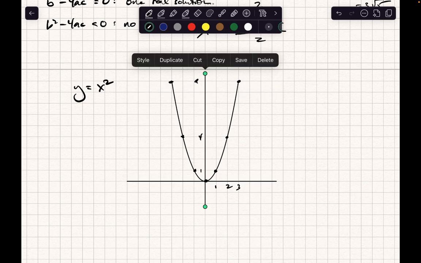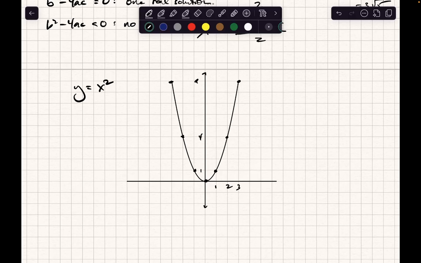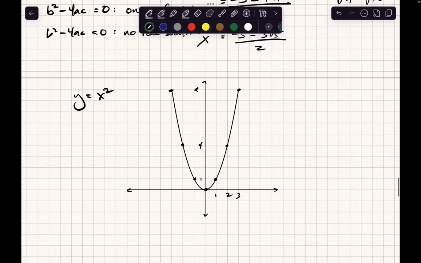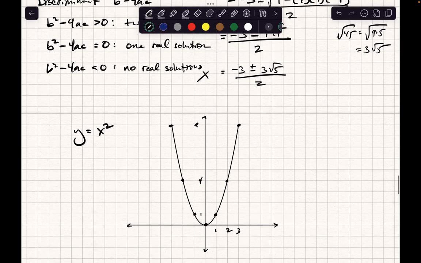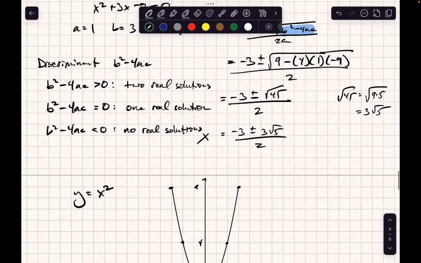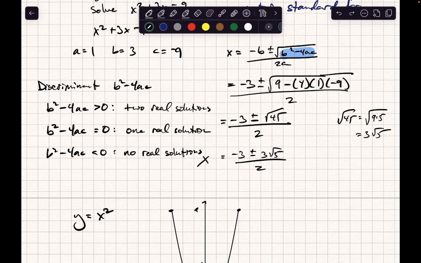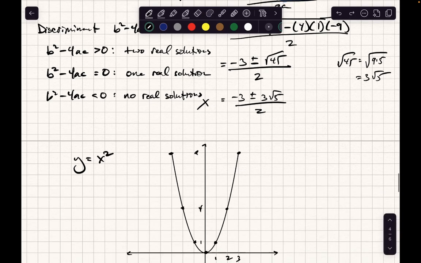Wait, I have a question. I was trying to solve the other one with the quadratic equation on my own. When it gets to -3 plus or minus root 9 minus 36, can't you not subtract? It's b squared minus 4 times a times c. Oh, it's -9? Oh, I miswrote the equation. c's negative 9. Okay, thank you.